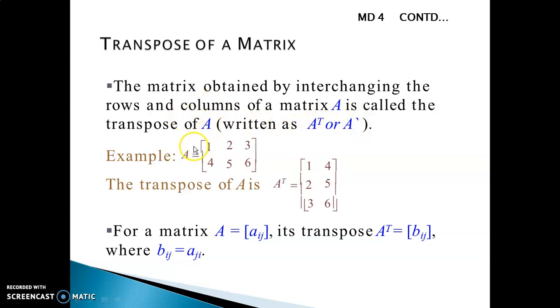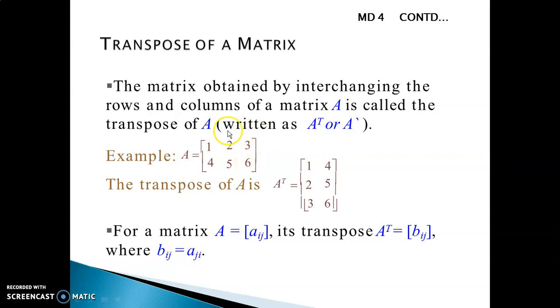Suppose you are given a matrix A of any order, and you want to find the transpose of this matrix. How can we find it? We simply interchange the first row to first column and second row to second column. See, A is a matrix of order 2 by 3, meaning 2 rows and 3 columns. In the first row, we have 3 elements: 1, 2, 3. In the second row, we have 3 elements: 4, 5, 6.